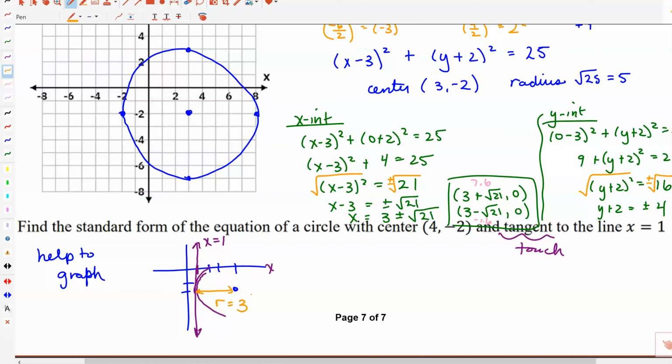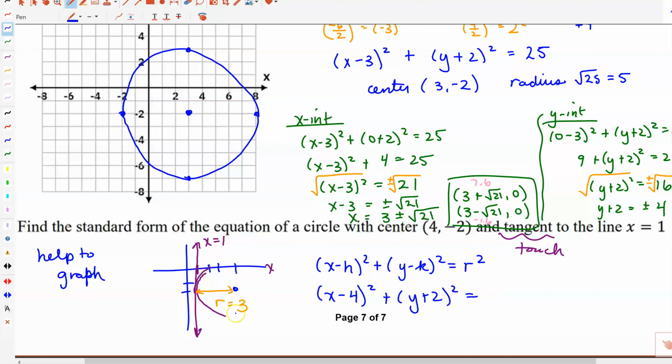Now I have everything I need. I have my center and I have my radius. So now I'm going to use my standard form, which is (x minus h) squared plus (y minus k) squared is equal to r squared. In this case, my center is (4, negative 2). So I'll have (x minus 4) squared plus (y plus 2) squared is equal to, and then my radius was 3, so 3 squared is 9.